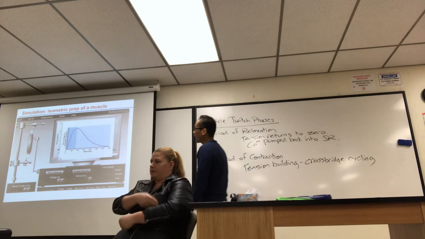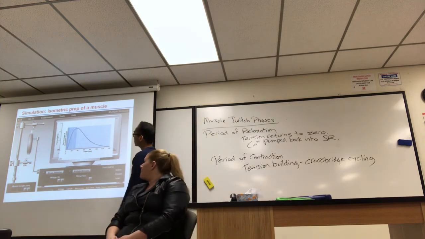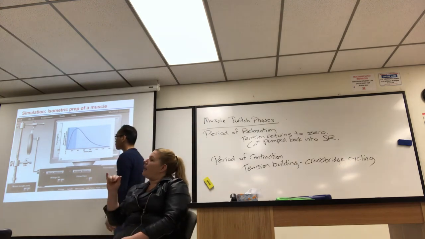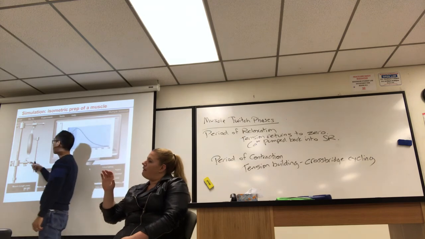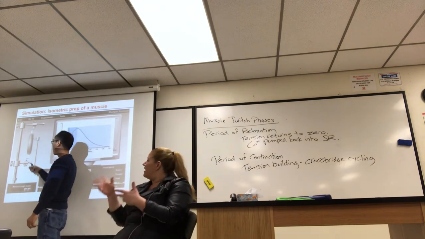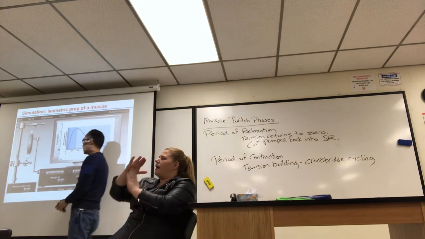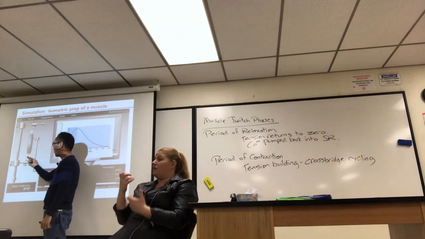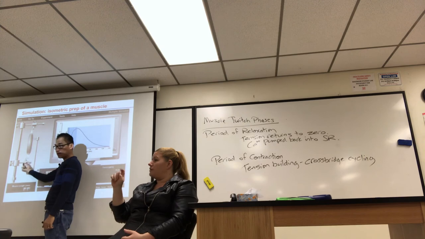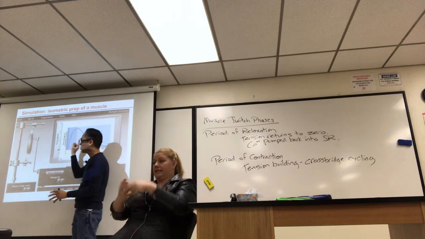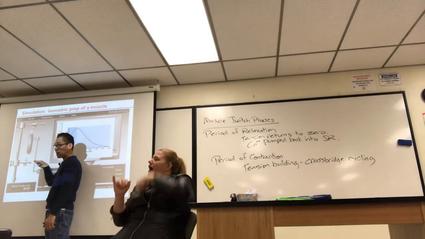All right, so this is our isometric prep. You can keep it here, strung up on both ends. What you could do to make it not isometric is, instead of hanging it anchored, put a weight on the other end, and you'll do that too. But this is an isometric prep where both ends are anchored.